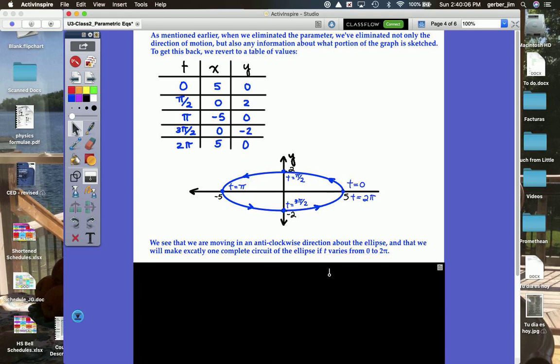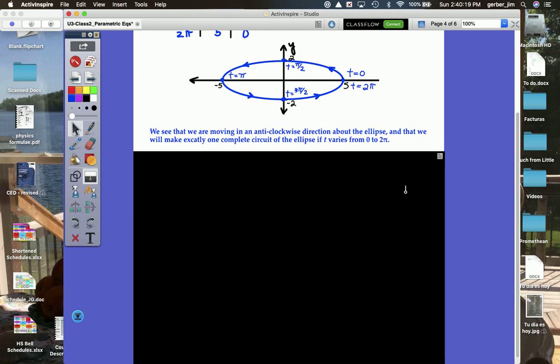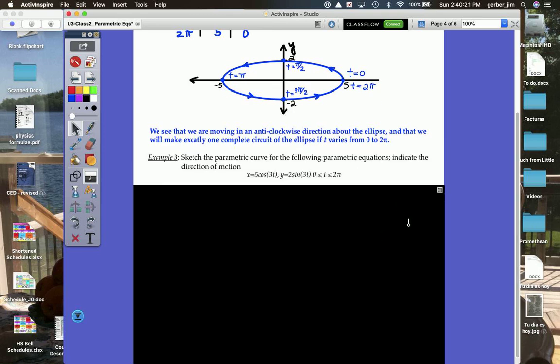And that's only going to give us one complete ellipse because t is allowed to vary only from 0 to 2 pi. Now, what if we modify this previous example just a little? You'll see this is the same question we had before, except instead of 5 cos t and 2 sine t, we now have 5 cos 3t and 2 sine 3t. T is still allowed to go from 0 to 2 pi.